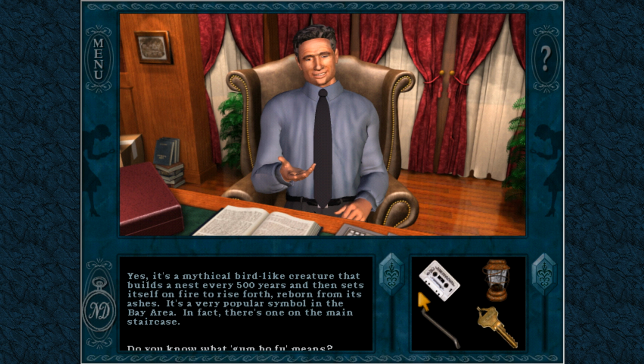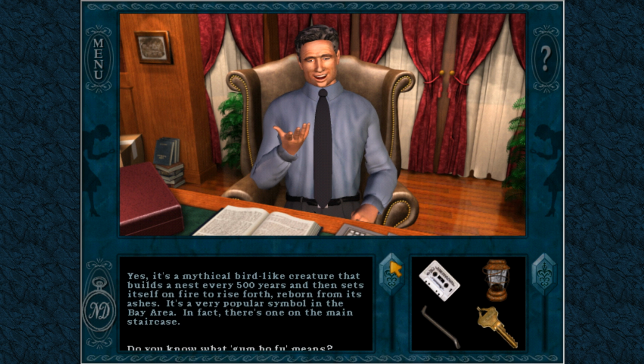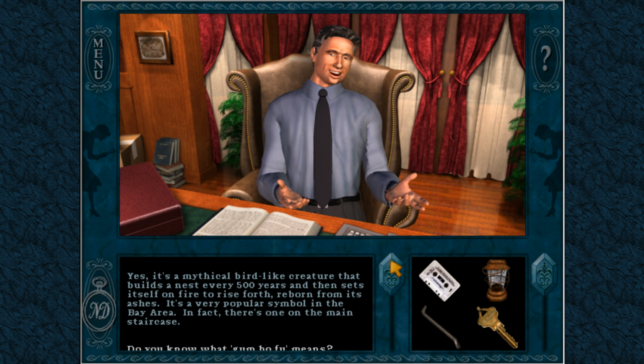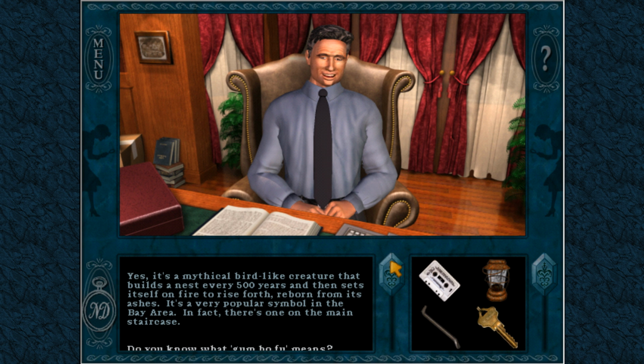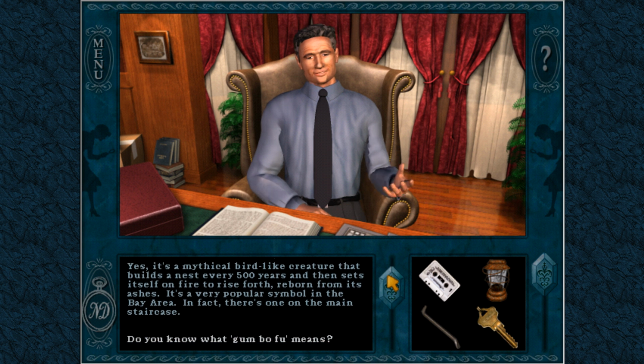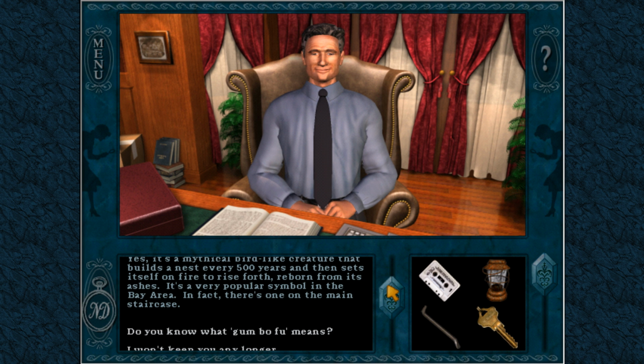Do you know what a phoenix is? Yes, it's a mythical bird-like creature that builds a nest every 500 years and then sets itself on fire to rise forth reborn from its ashes. It's a very popular symbol in the Bay Area. Yes, in fact, I'm very aware of it. There's one on the main staircase. Now let me ask you a question.